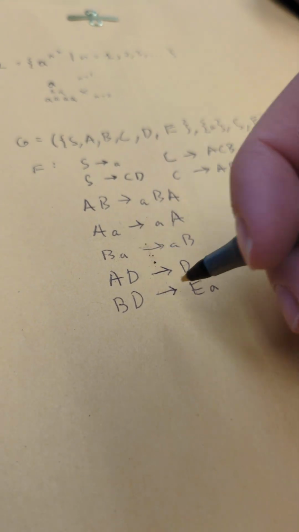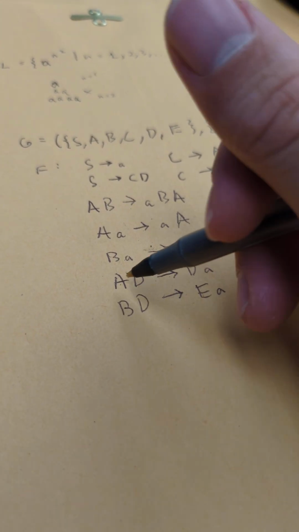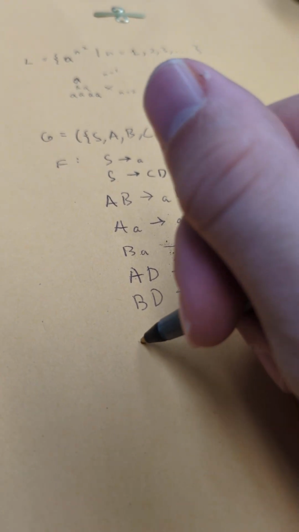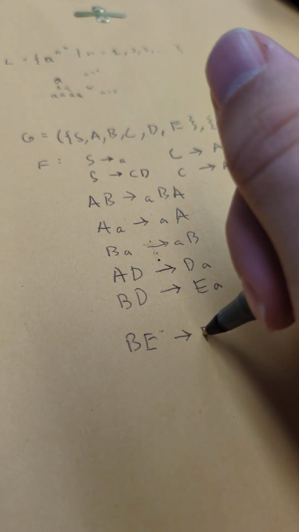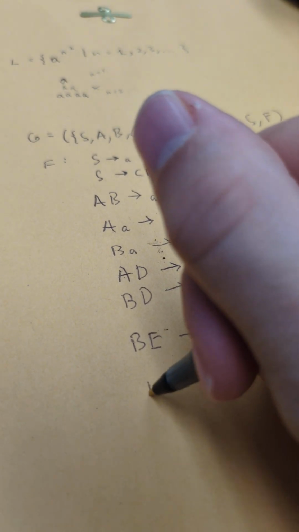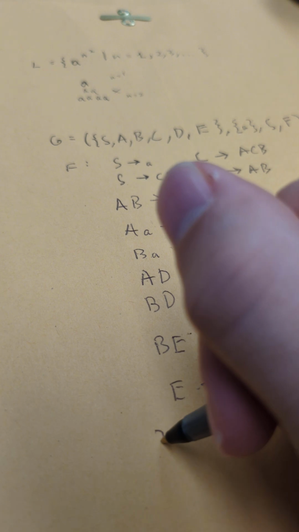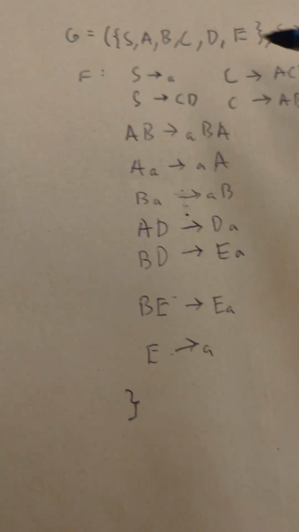This just gets rid of all your A's. And in this case, you're getting rid of a B, but you're also getting rid of your D's, so it can't just clean them up like the prior rule. And now we also have the rule BE goes to EA, and E goes to A. All right, so this thing just denotes the end of a set. So this is all of our rules.